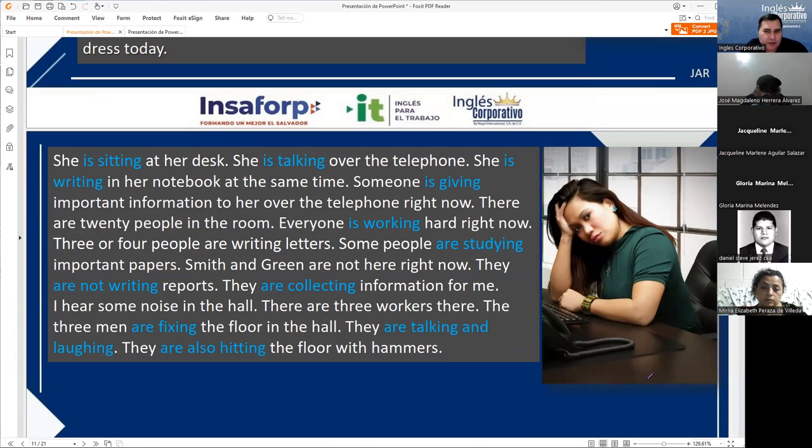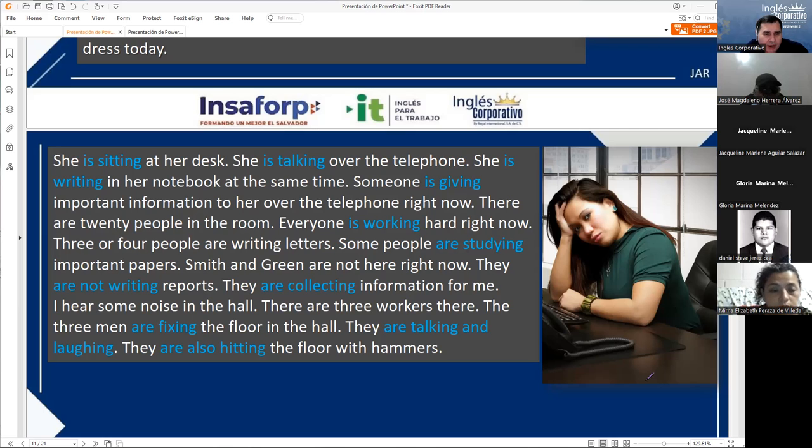She's sitting at her desk. She's talking over the phone. She's writing in her notebook at the same time. Someone is giving important information to her over the phone right now. There are 20 people in the room. Everyone is working hard right now.